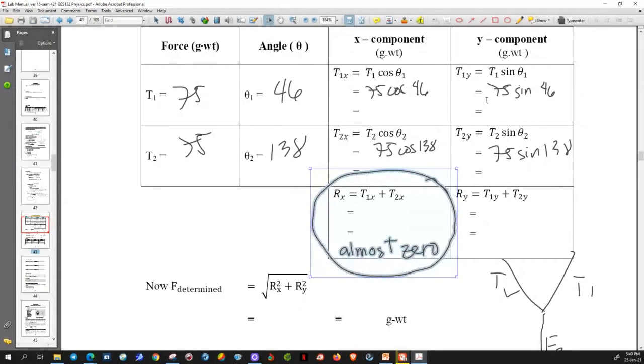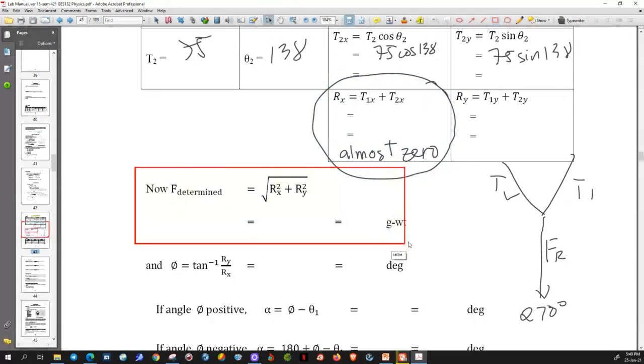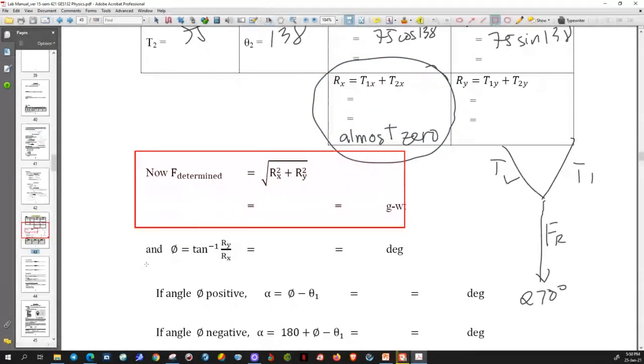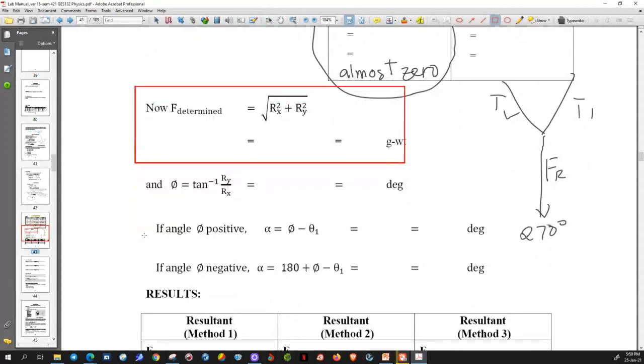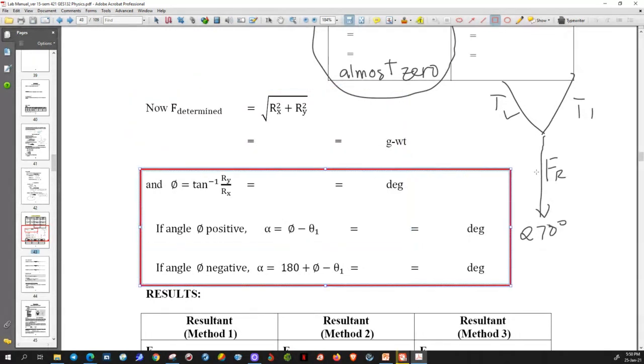So what I want you to do is to calculate this, find the F determined using this equation, and then finally find the alpha. So I'm going to explain to you finally how to find the alpha, okay? Because finding the alpha is more complicated. It requires a condition. Let's talk about finding the alpha.